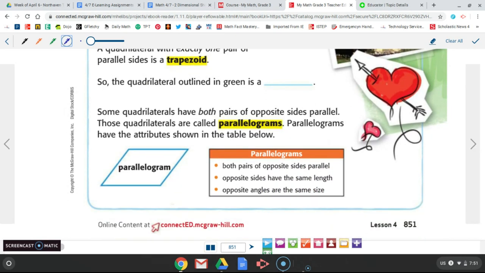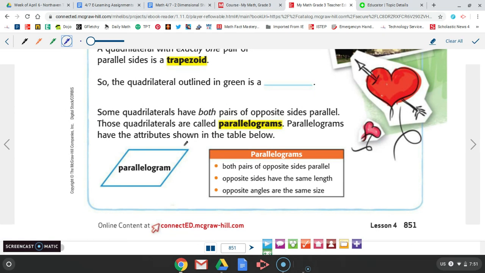Some quadrilaterals have both pairs of opposite sides that are parallel. Those quadrilaterals are called parallelograms. So look here, this is a parallelogram. Notice how it has this little box that reminds you about the rules of parallelograms. That's going to be very important for your independent assignment today. So parallelograms, both pairs of opposite sides are parallel. So look, the top and the bottom are parallel to each other, and then the left side and the right side are parallel to each other, okay?